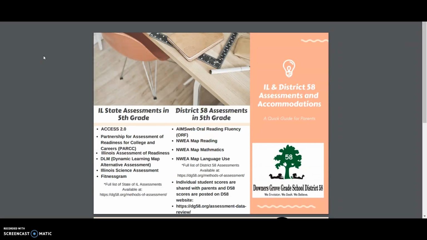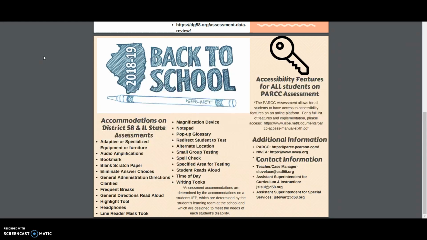What I was able to find out, as I go to my second page, are all the accommodations that are listed for the District 58 and Illinois state assessments. I'm not sure if we were only supposed to list the accommodations that we were going to use for Mason or if it was all accommodations, but I decided to put all of them on there.